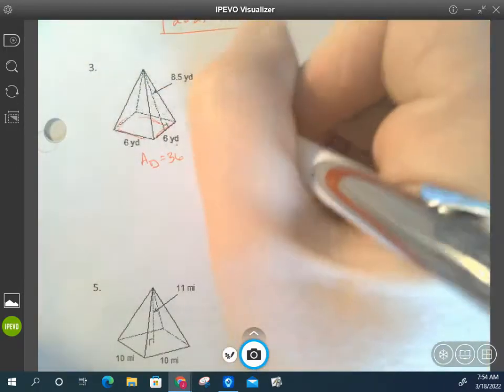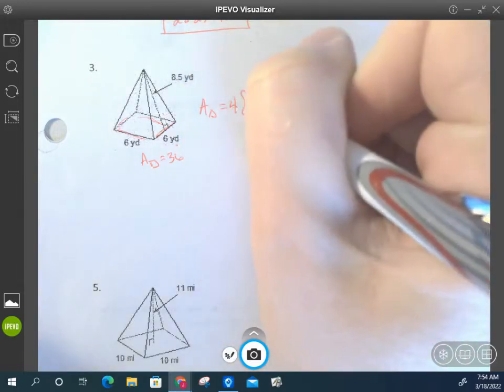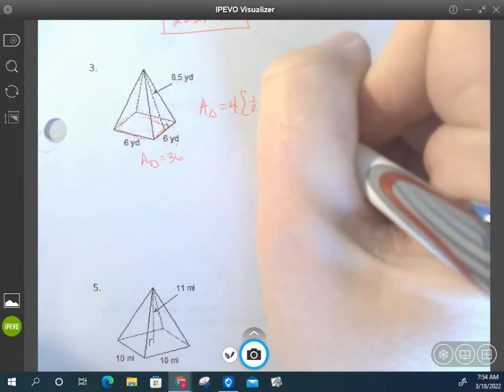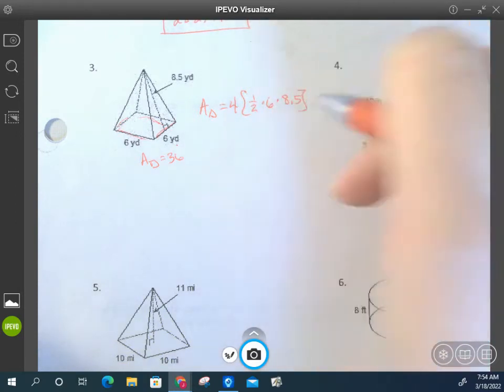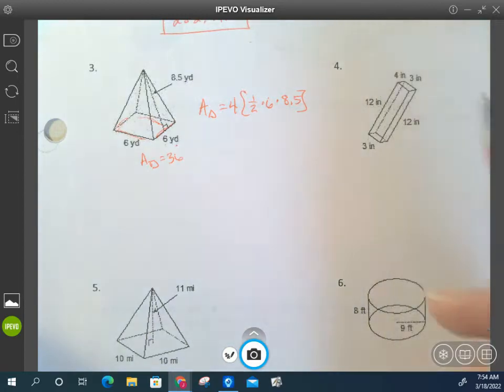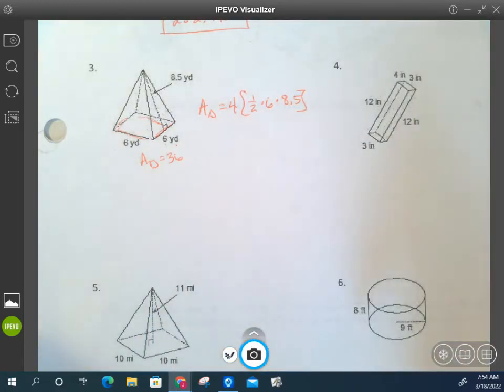So, I mean, I guess I'll just knock this out. The area of the triangle, we have 4 of them, which is 1/2 the base of 6 times the height of 8.5. You guys are random. If you can do these and add them together, then you've got the surface area of this square pyramid. Now, I know you're going to ignore me, but don't. You can come back to that one.